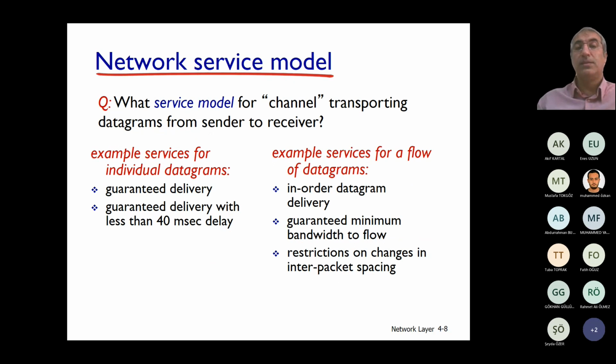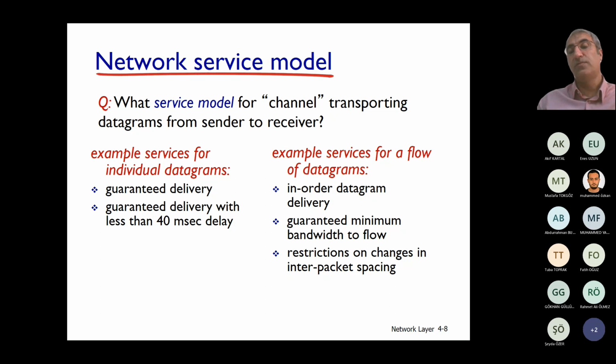So let's now study the network service model. The question is, what service model do we want for the channel transporting datagrams from sender to receiver? There are two types. The first one is for individual datagrams, and the second one is for a flow of datagrams. Some example services for individual datagrams are guaranteed delivery, and guaranteed delivery with less than 40 millisecond delay. So we have a restriction in terms of delivery as well as delay.